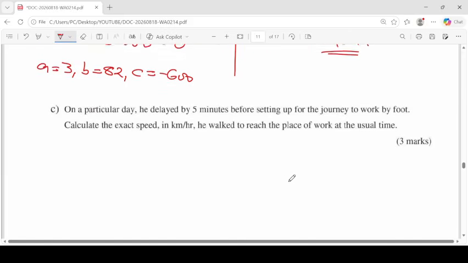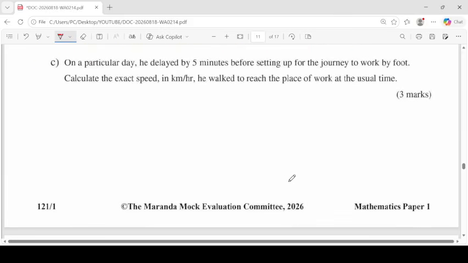of this particular question, where we are being told that on a particular day, he delayed by 5 minutes before setting up for the journey to work by foot. Calculate the exact speed in kilometers per hour he walked to reach the place of work at the usual time. Remember, if this person has to go to work by foot, the distance he has to cover is 5 kilometers. Walking on foot, this person opted to use the 5-kilometer route. Now they want the speed. For you to get speed, you must have time.